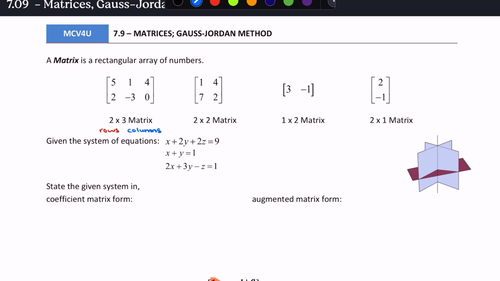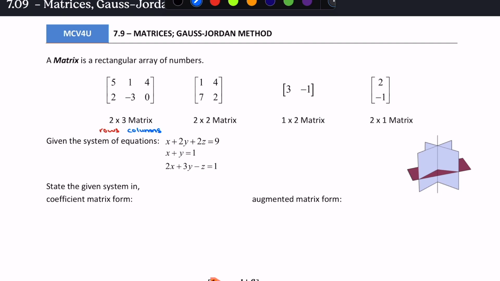And so here we see that we have a 2 by 2 matrix, again meaning 2 rows, 2 columns. A 1 by 2 matrix would represent 1 row and 2 columns. And then finally, a 2 by 1 matrix would represent 2 rows and 1 column.